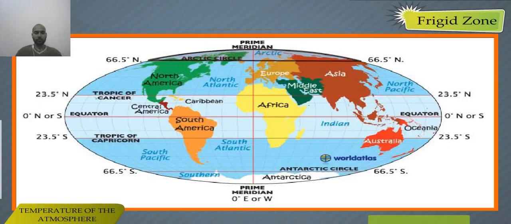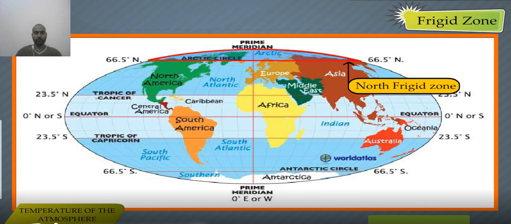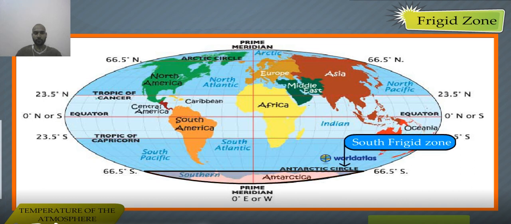Frigid Zone. The location of the North Frigid Zone is in between the Arctic Circle and the North Pole, 90 degree north. The location of the South Frigid Zone is between the Antarctic Circle and the South Pole, 90 degree south.